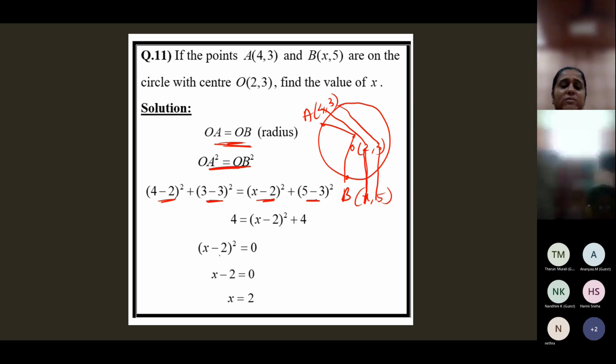Work this. You get (x minus 2) the whole square is equal to 0. That means x minus 2 is equal to the square root of 0, which is nothing but 0. So x minus 2 is equal to 0, x is equal to 2. So the value of x is 2. So B is given by the address (2, 5).